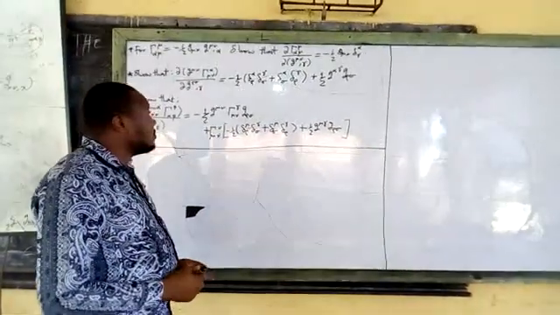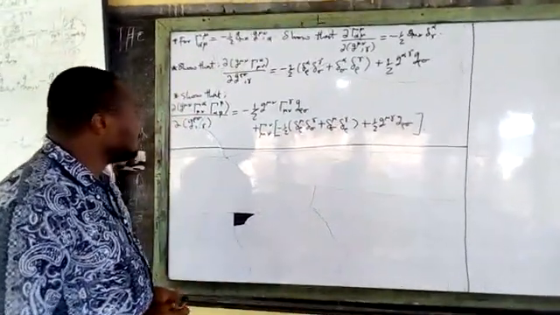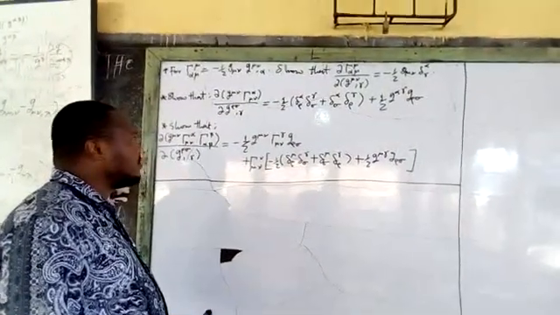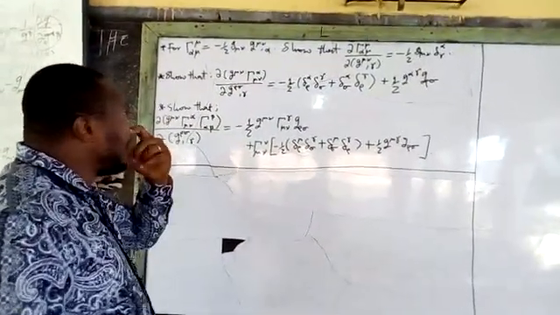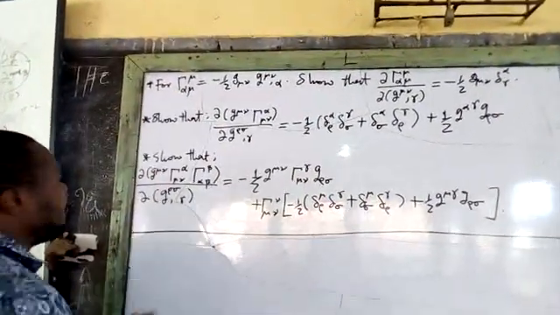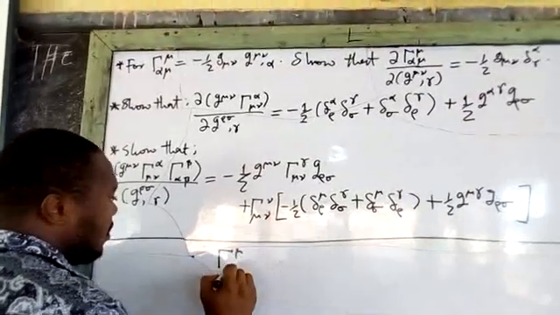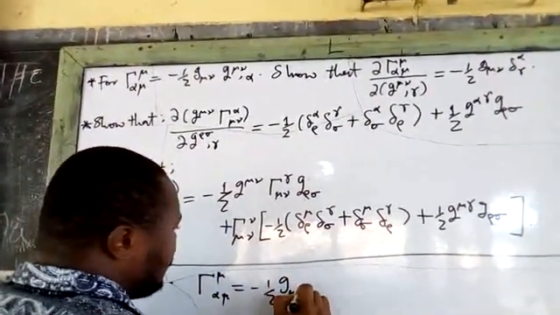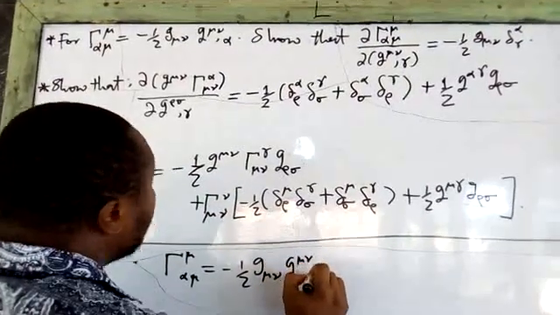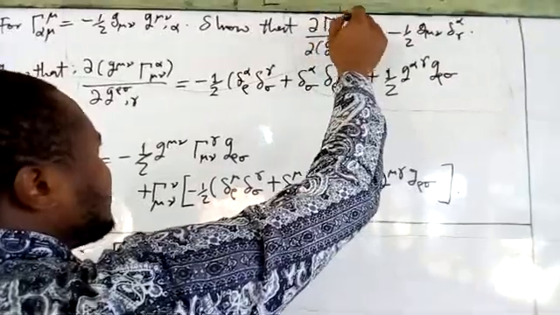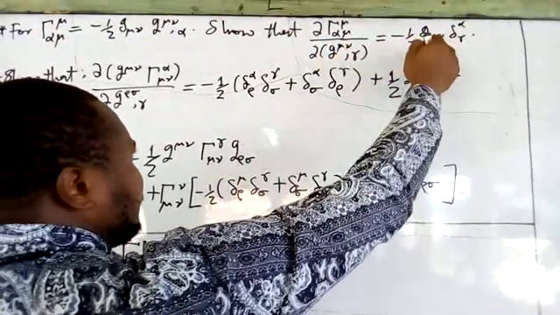So today we'll continue with the exploitation of the properties of the Christoffel symbol, or what we always call the affine connection. Now, first of all, we are given an expression here, given that Gamma^mu_{alpha mu} is equal to minus 1 over 2 g^{mu}_{,alpha}. We are supposed to show that the derivative of this with respect to that should give us that.